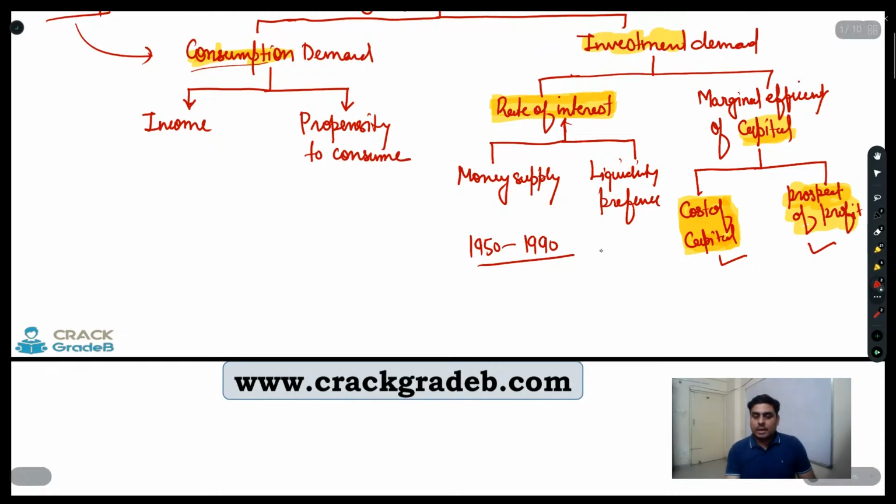So liquidity preference, maybe money supply will be there, but liquidity preference is also very important while deciding the rate of interest, right? So I hope this thing is clear.